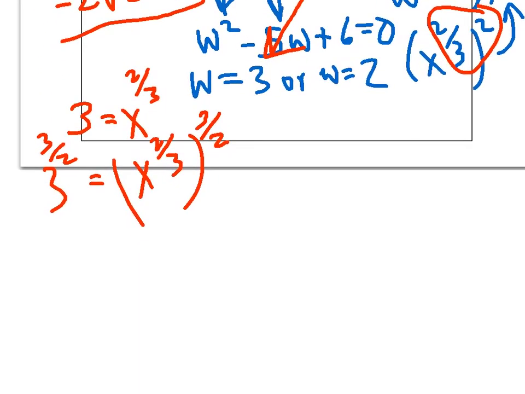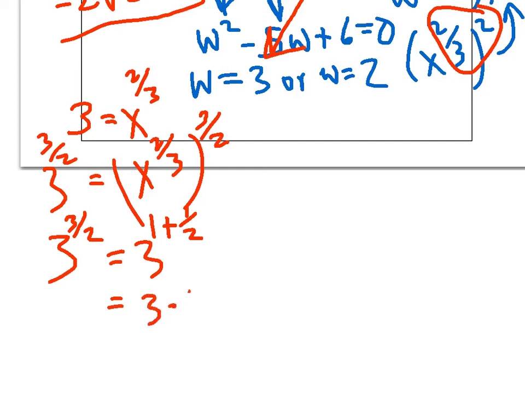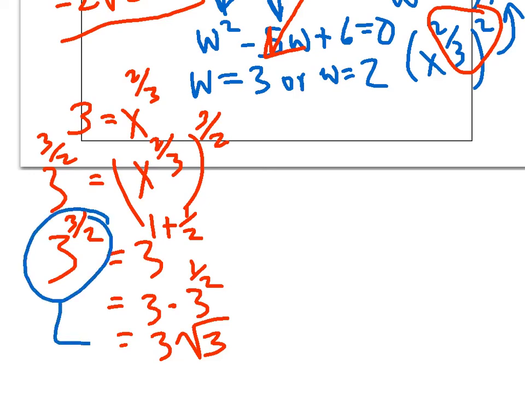You can verify for yourself, or I can show you, 3 to the 3/2 power is 3 to the 1 plus 1/2 power, and that's 3 to the first power times 3 to the 1/2 power, and 1/2 power means square root. So it's just another way of writing 3 times the square root of 3. 3 to the 3/2 power just means 3 times the square root of 3.